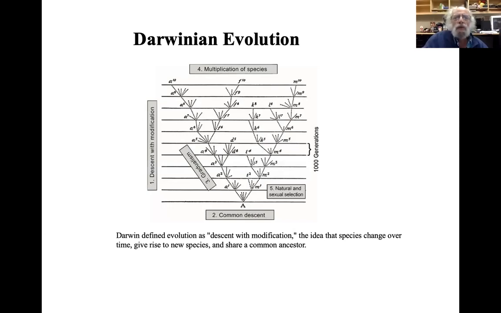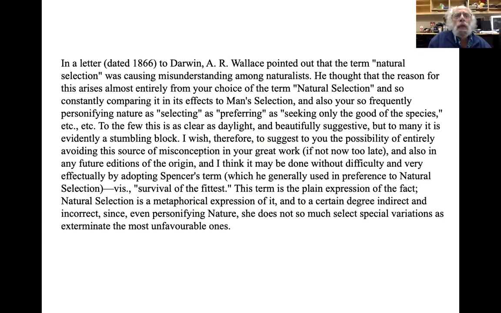So this is an interesting point, because this was a great debate between Darwin and Wallace. And Wallace pointed out that the term natural selection was causing misunderstanding among naturalists. He thought that the reason for this arises almost entirely from your choice of the term natural selection, and so constantly comparing it in its effects to man's selection. And also you're frequently personifying nature as selecting, as preferring, as seeking only the good of the species, etc., etc. To the few, this is as clear as daylight and beautifully suggestive, but to many, it is evidently a stumbling block. I wish, therefore, to suggest to you the possibility of entirely avoiding this source of misconception in your great work, if not now too late.